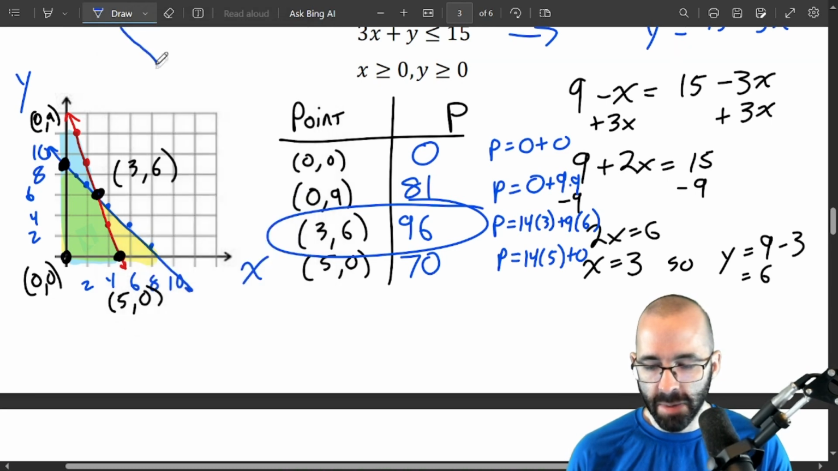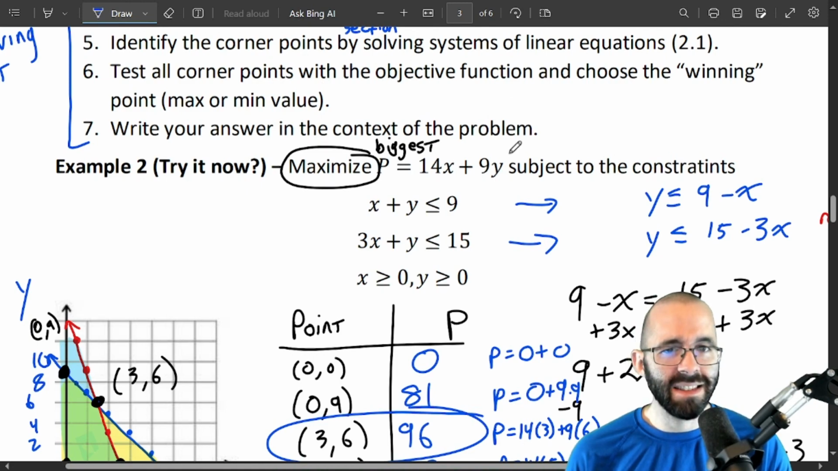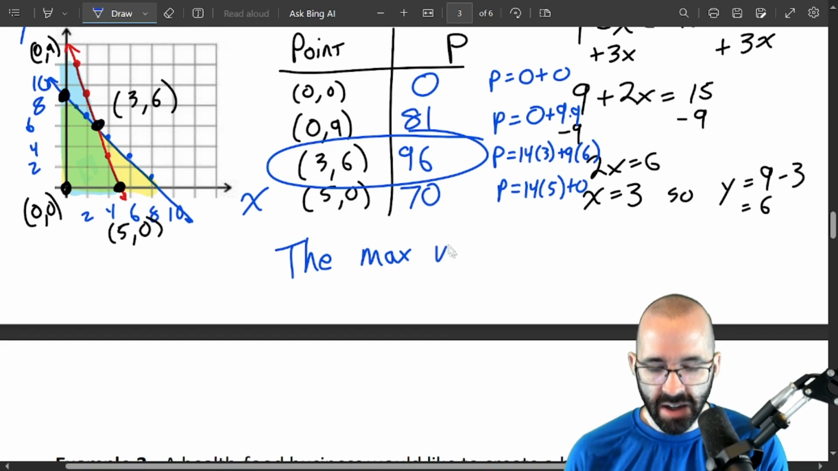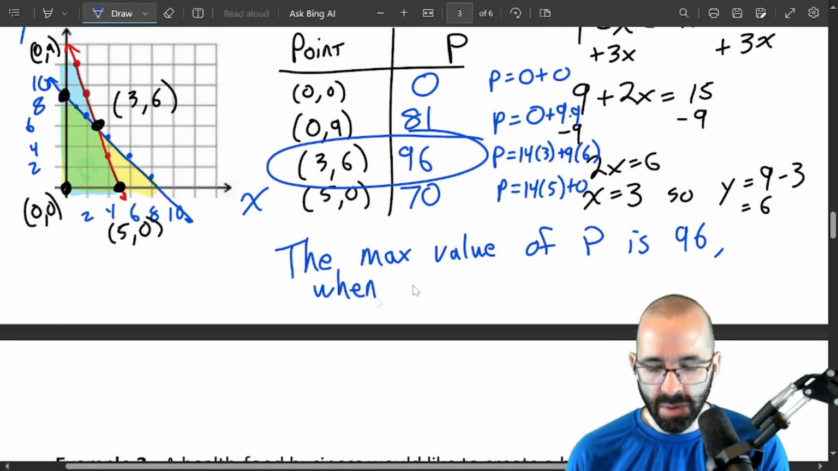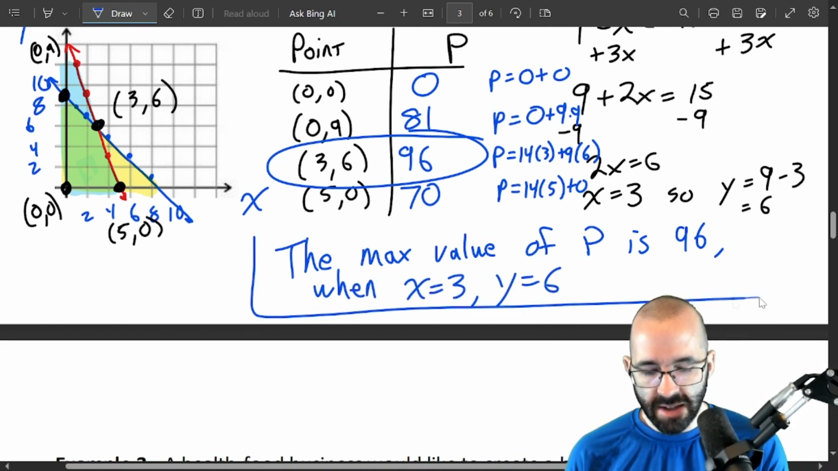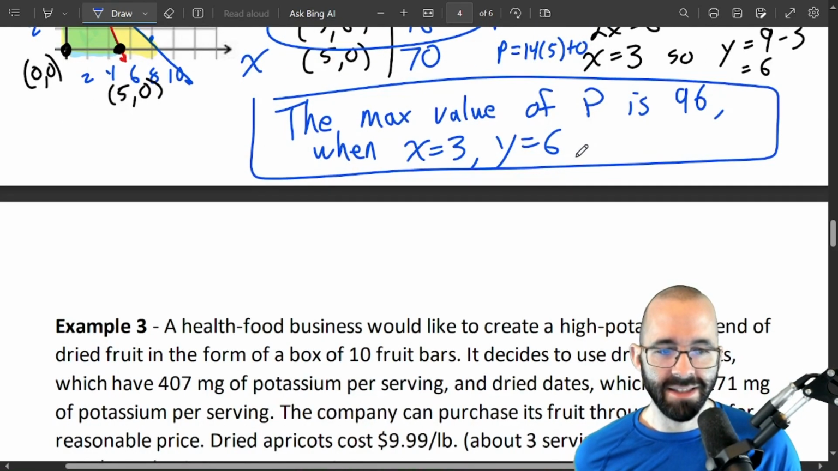This is our last step. Write your answer in the context of the problem. This problem doesn't really have any context. We'll say the maximum value of P is 96. And it's when x is equal to 3 and y is equal to 6. That's how we'll write our answers. It'll be easier when we do one with context.